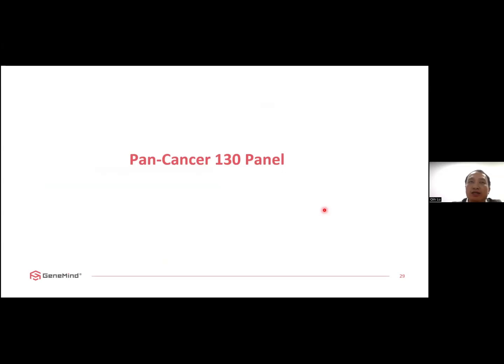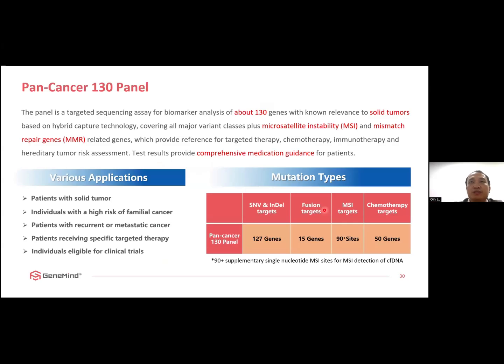And we also had a pan-cancer 130 gene panel. This panel is designed for patients with solid tumors. All the targets recommended by the guideline are included. As I introduced in the background, the agnostic actionable targets are all covered, except for TMB and HRD.